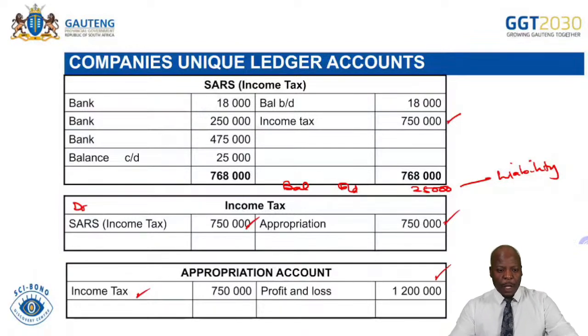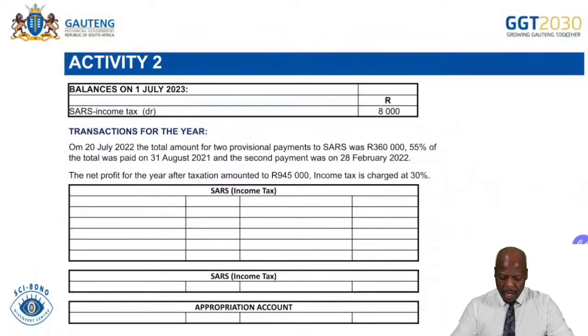Let's see the next part. Our next part is going to be activity number 2. Activity number 2, we're going to be calculating amounts that we're going to enter into our SARS income tax, our income tax account, as well as the appropriation account. Okay, if you're ready, we're going to meet again in the next 5 minutes. So we're going to take a very short break, 5-minute break, and then we're going to come and do this activity. Okay, so see you in the next 5 minutes.